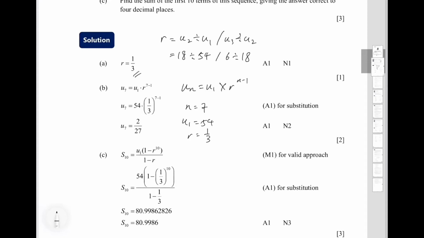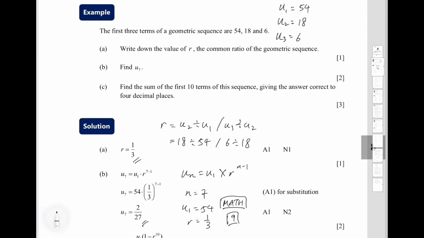In case you get a decimal value in your GDC and you wish to find its fractional form, for example, if you are using the TI-84 GDC, you can use the function Math 9. Math 9 is a popular function to convert a decimal to its fractional form. So eventually you will get 2 over 27.